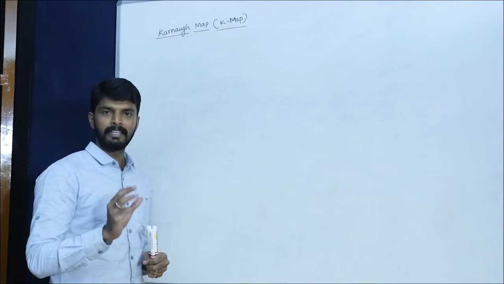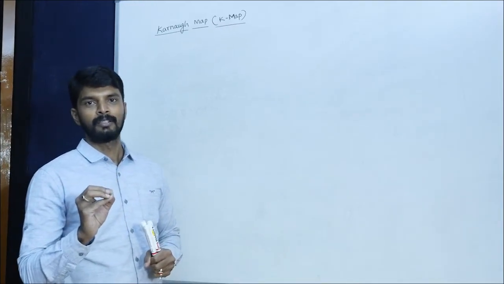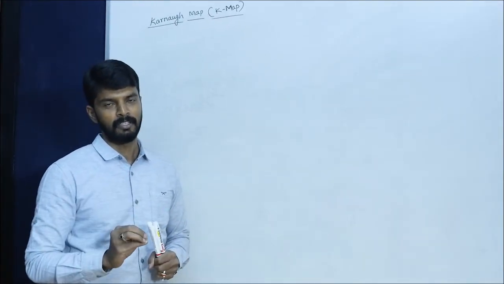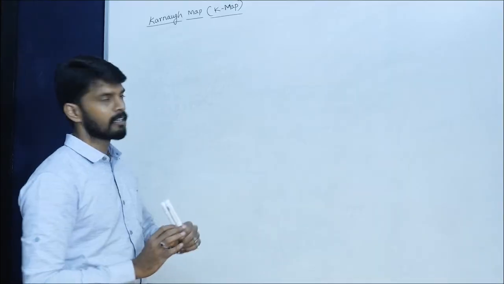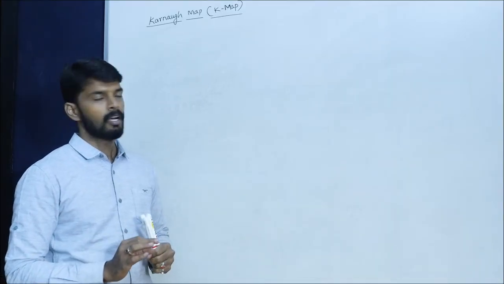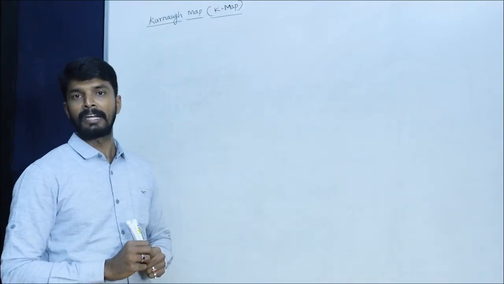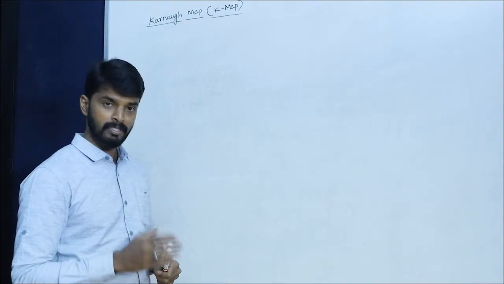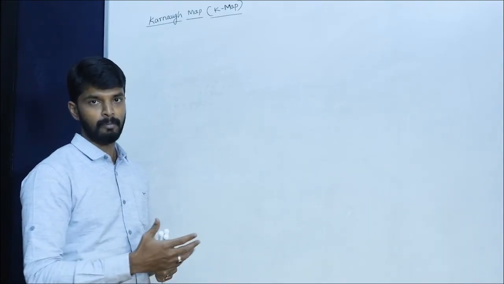In the last class, we discussed Boolean algebra, in order to simplify the Boolean equation. This class we will discuss the Karnaugh map, or we can say K map. Karnaugh is the name of the person who introduced it. This K map is an alternate method, as I said, to Boolean algebra.